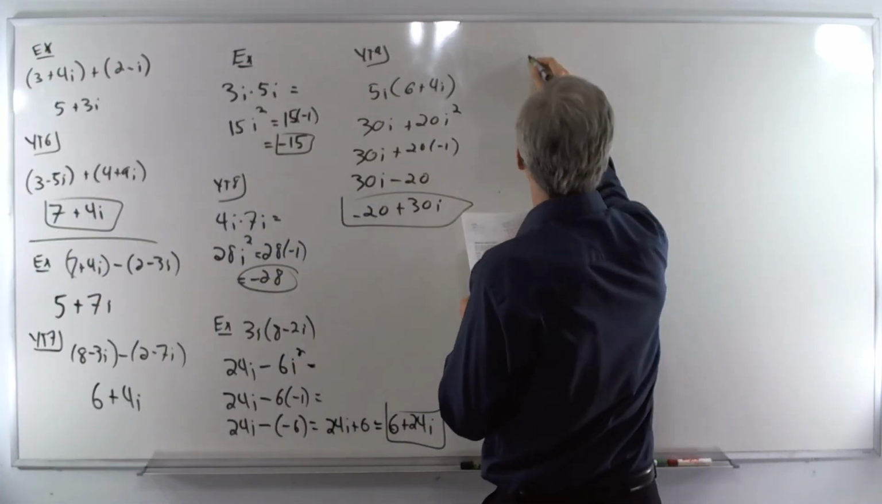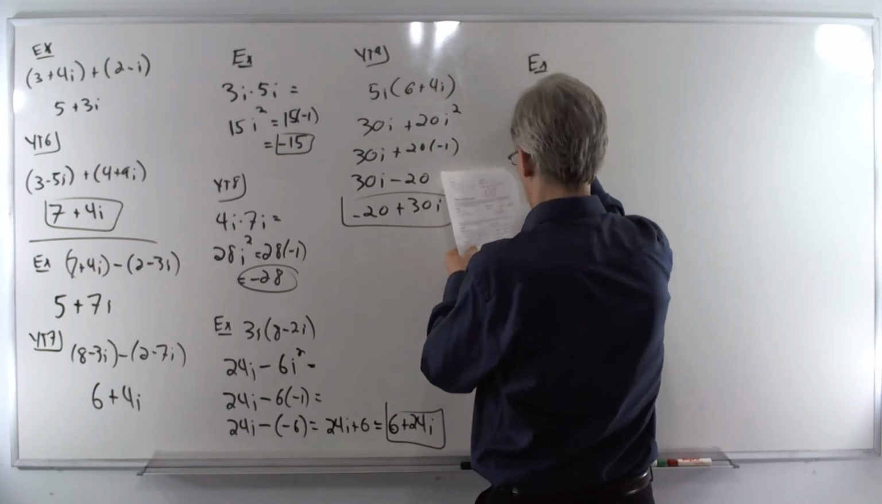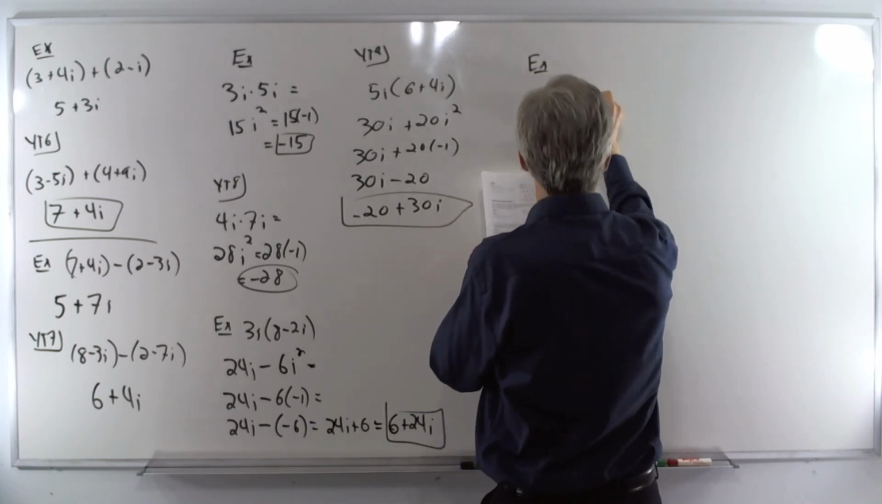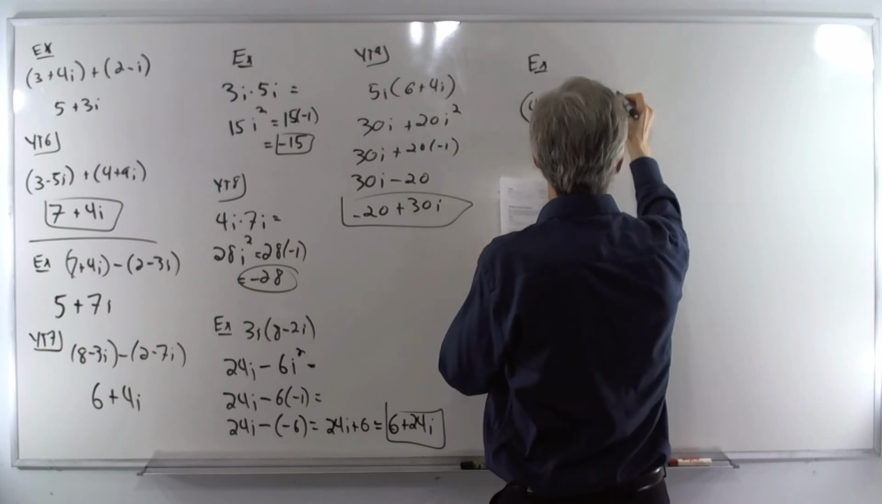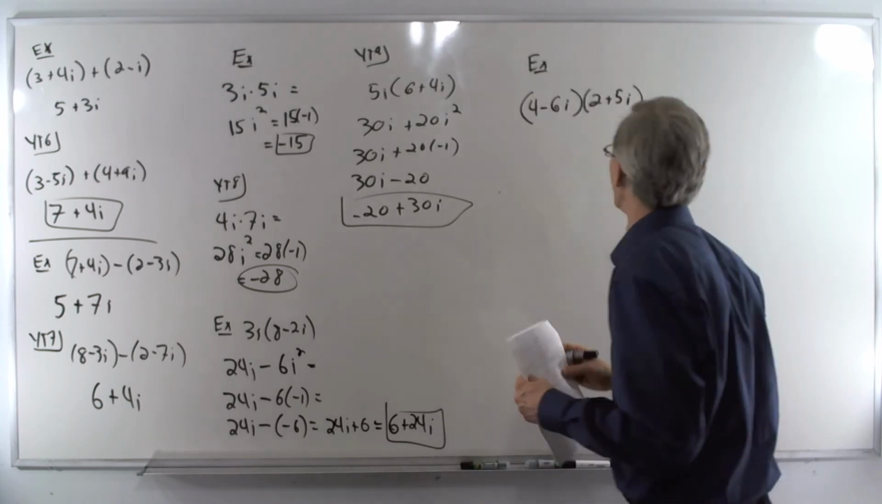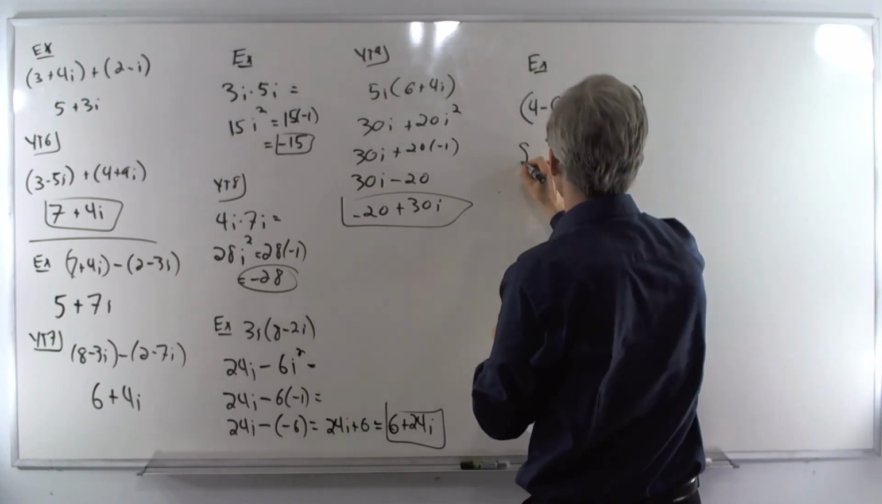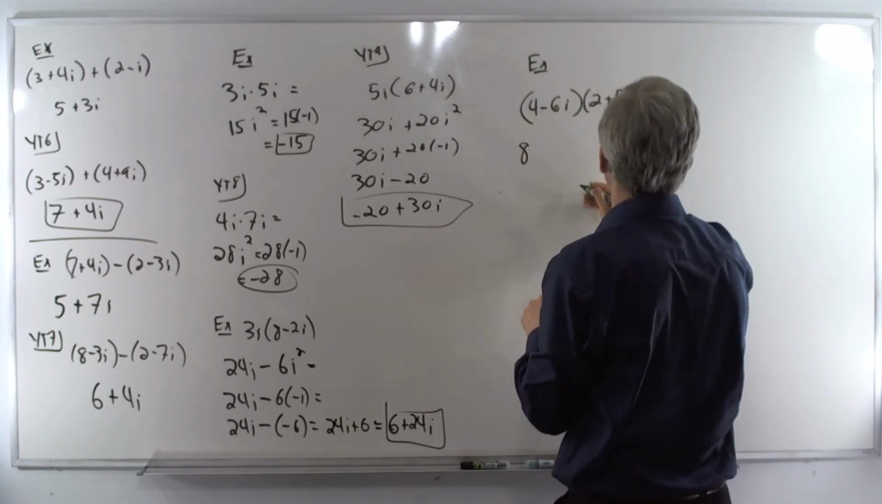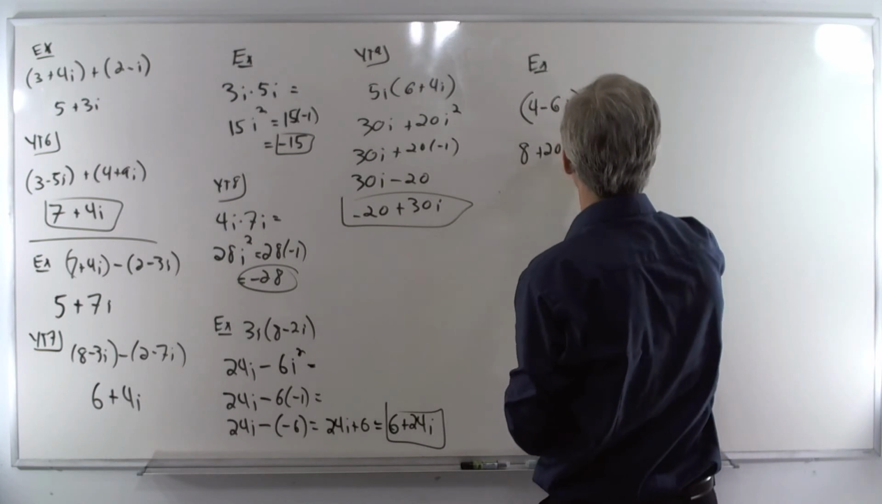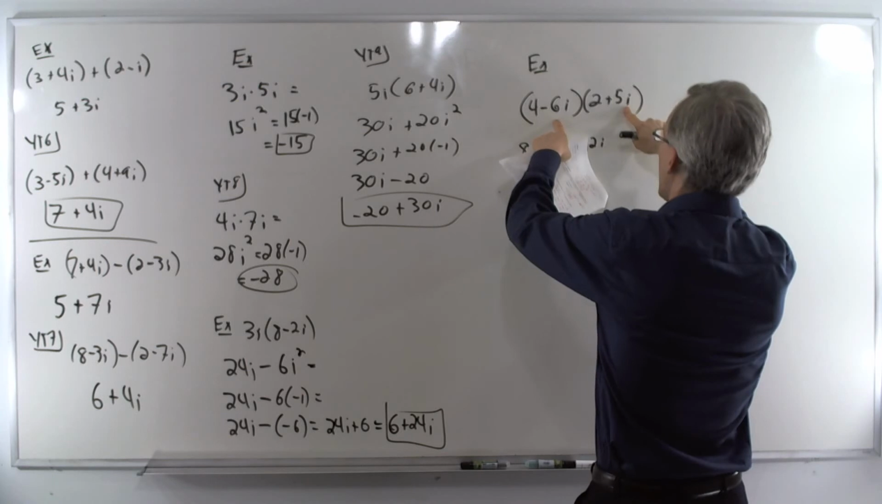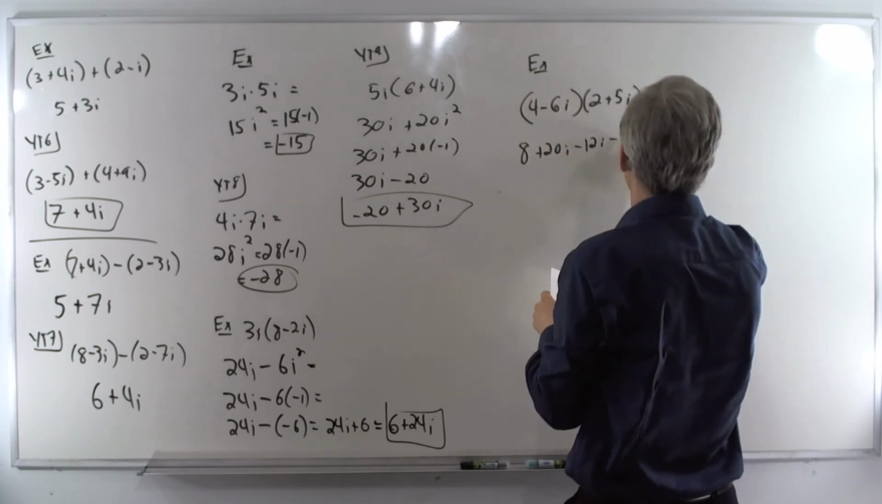All right, next up we're going to FOIL. 4 minus 6i times 2 plus 5i. All right, FOIL. First times first. 4 times 2 is 8. Outside, 4 times 5i is 20i. Inside, negative 12i. And last, negative 6 times 5 is negative 30. i times i is i squared.